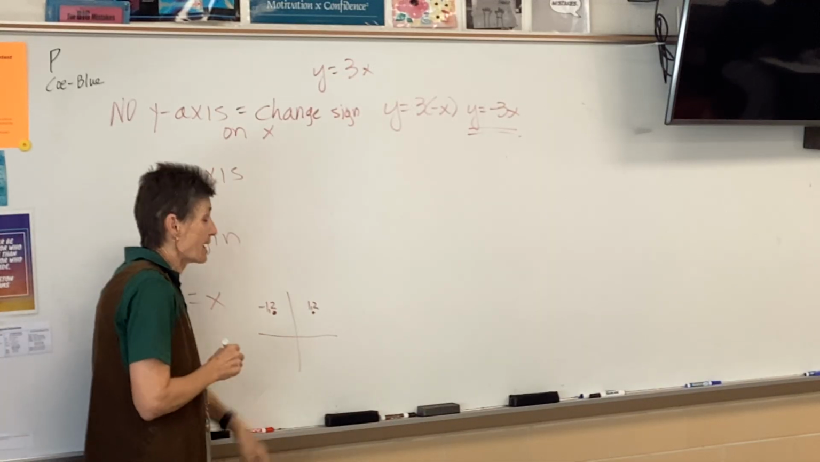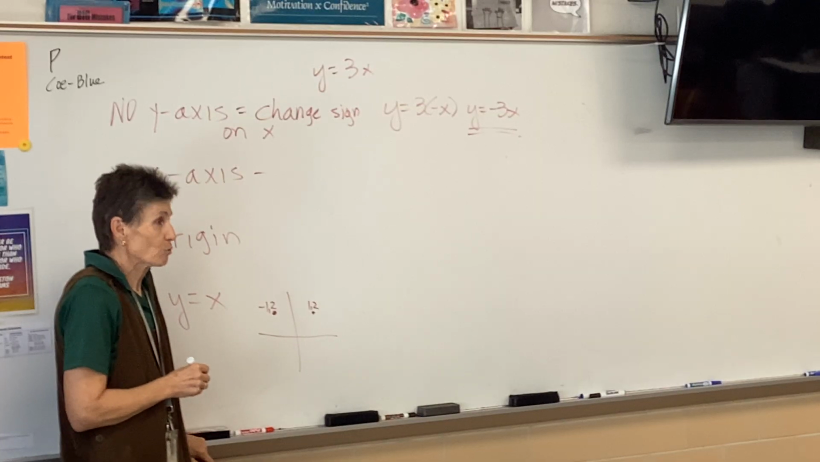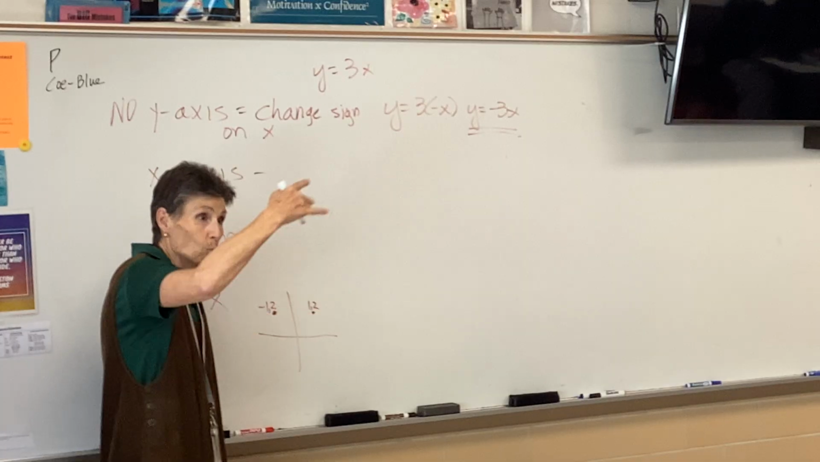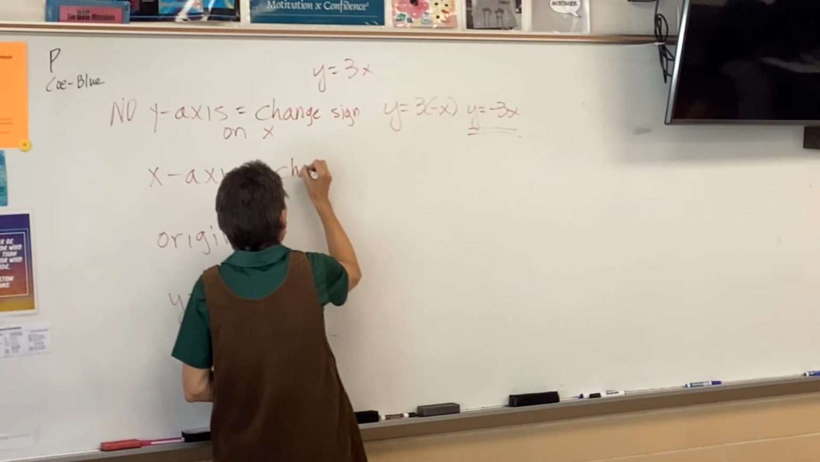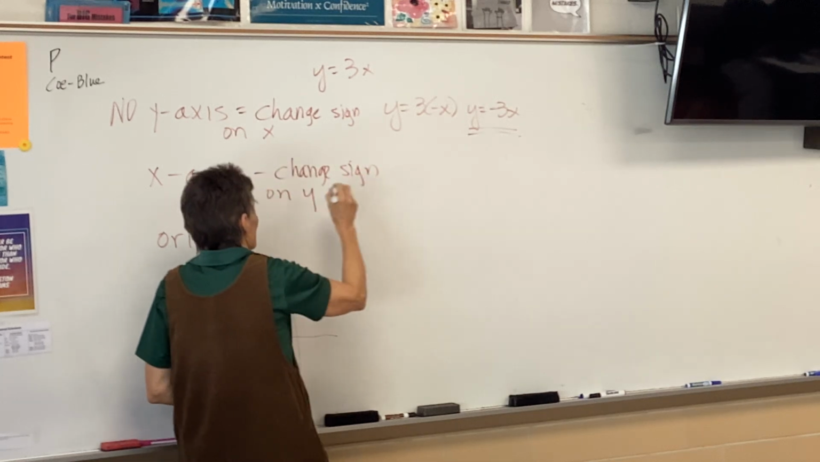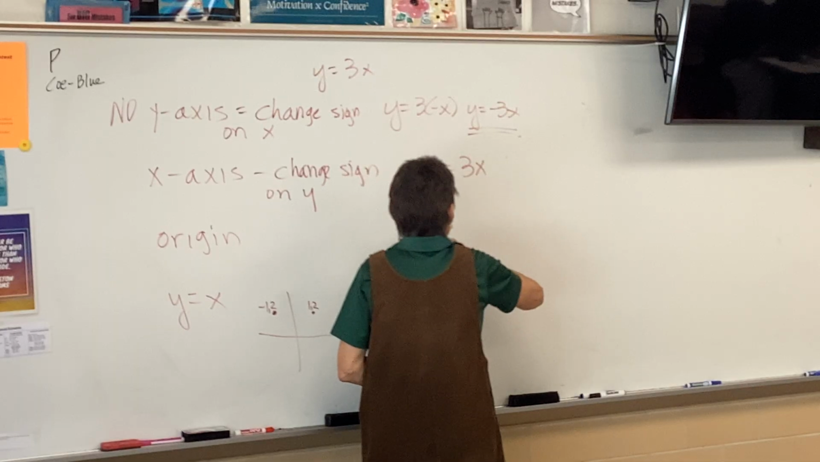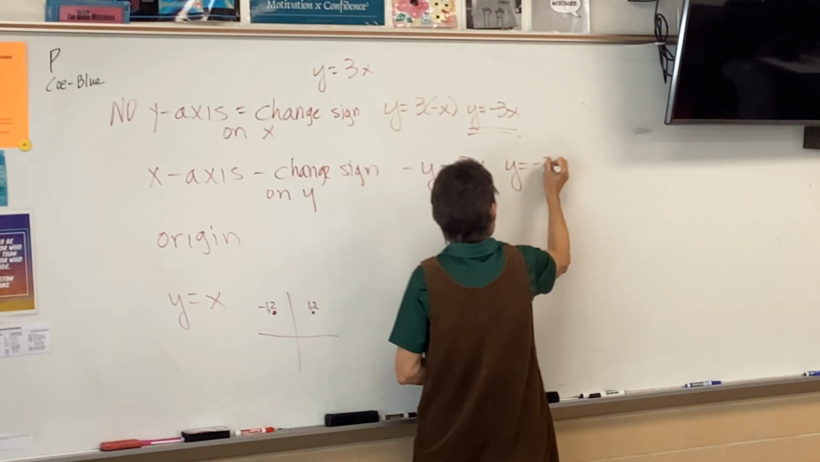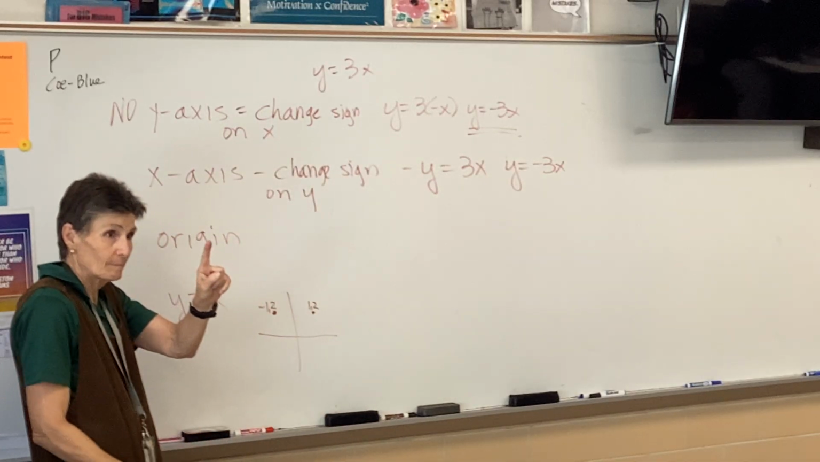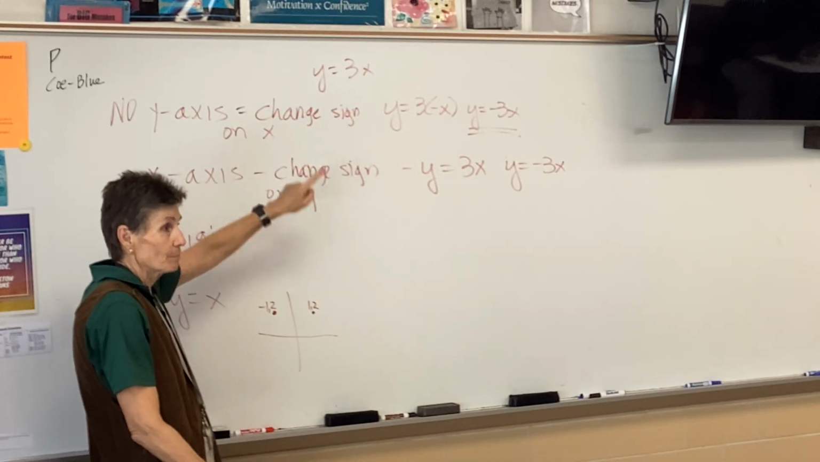All right, let's try x-axis. Any guess what we do to find symmetry about the x-axis? Change the sign on y. So that would look like negative y equals 3x, or y equals negative 3x. Now remember, I have to match the original. Does that match the original? No.